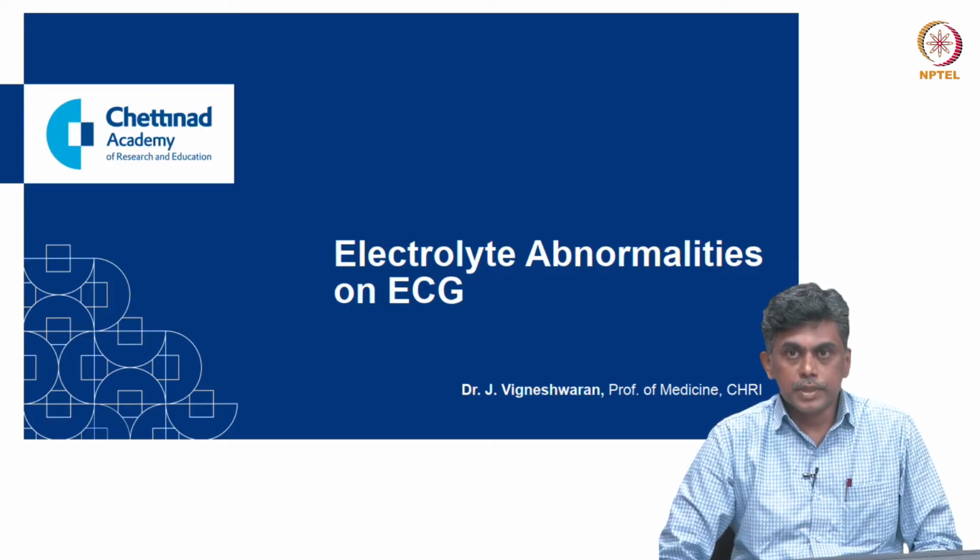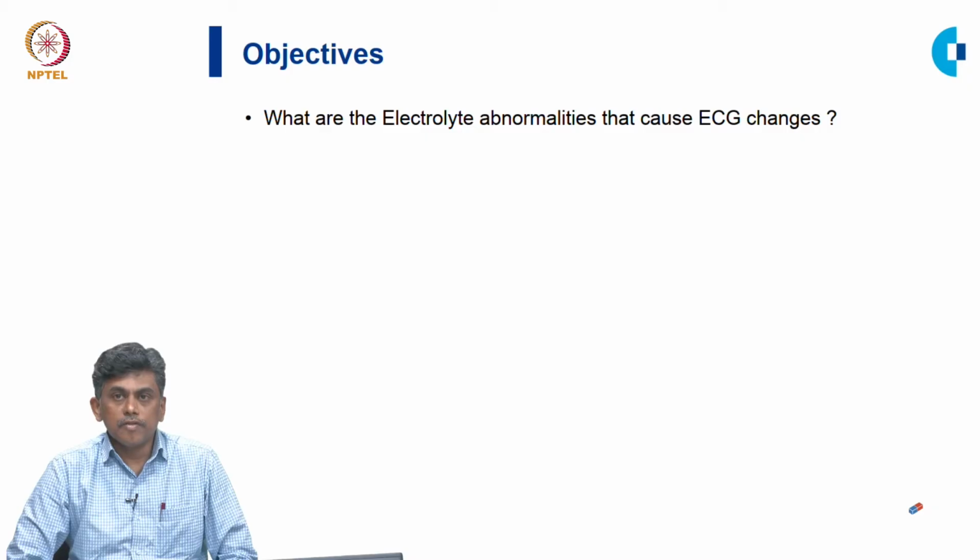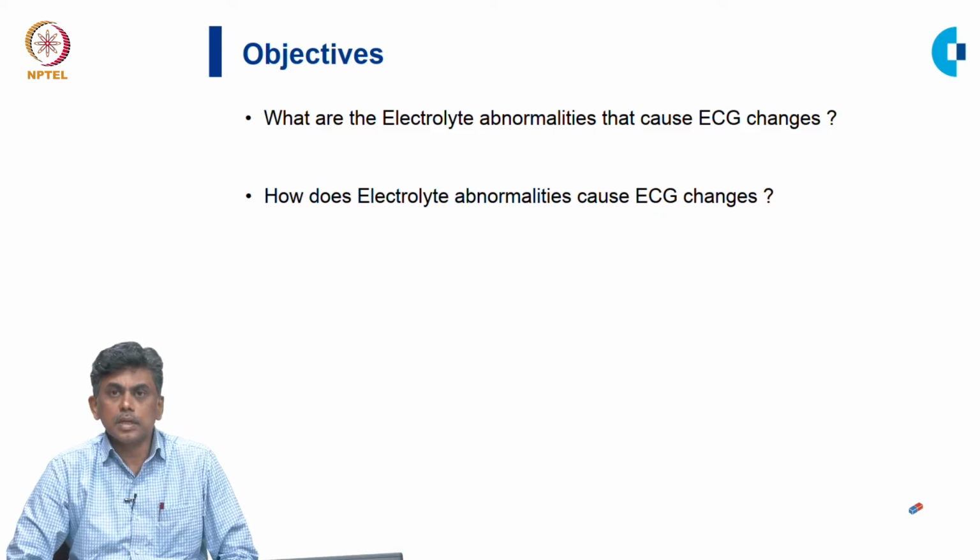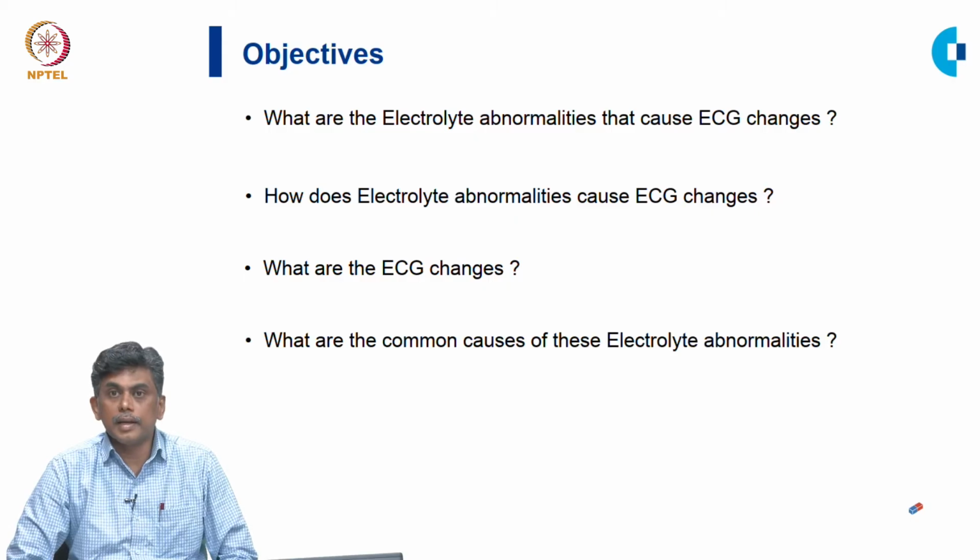So, the objectives of my talk will be, first we will see what are the electrolyte abnormalities that cause ECG changes. Then we will see how these electrolyte abnormalities cause these ECG changes. Then we will see what are the ECG changes that occur with these electrolyte abnormalities. Then we will see what are the causes of these electrolyte abnormalities, and then we will see some case scenarios so that we understand this slightly better.